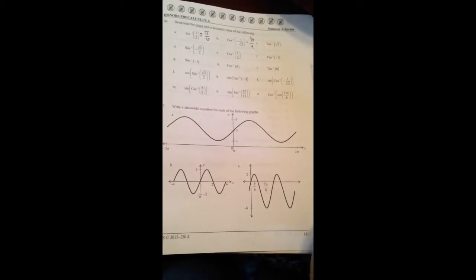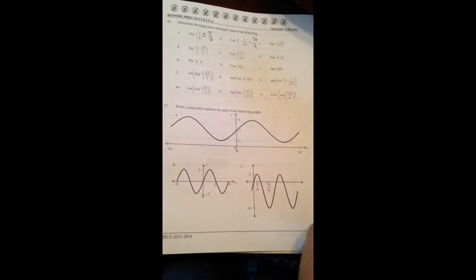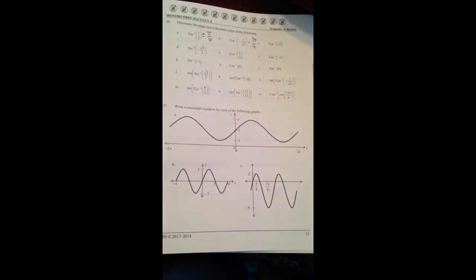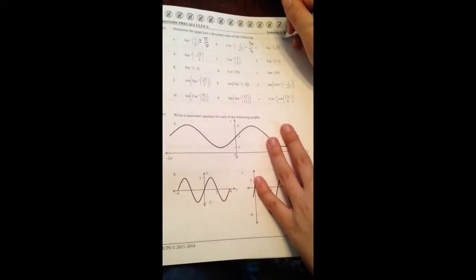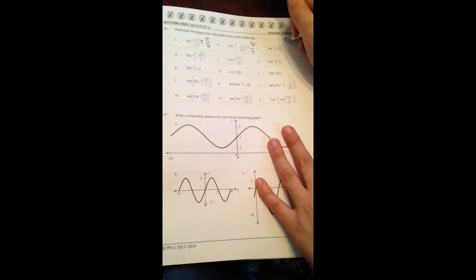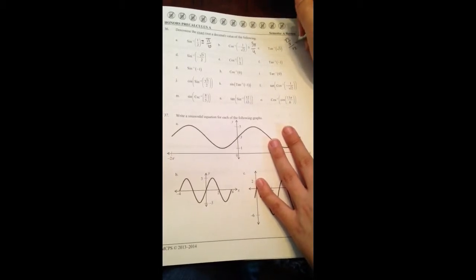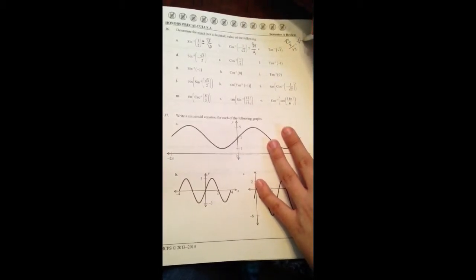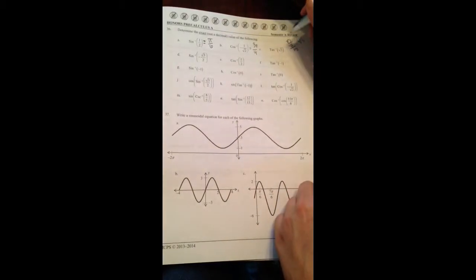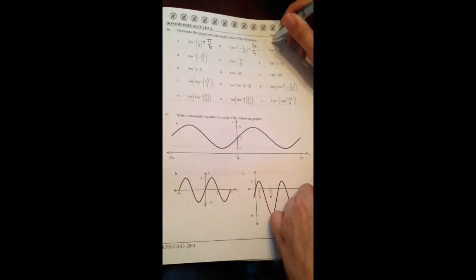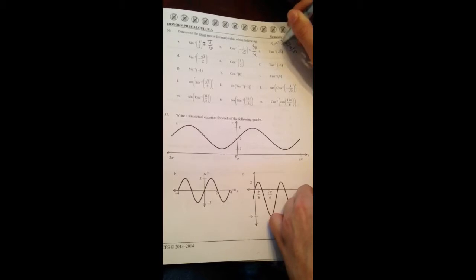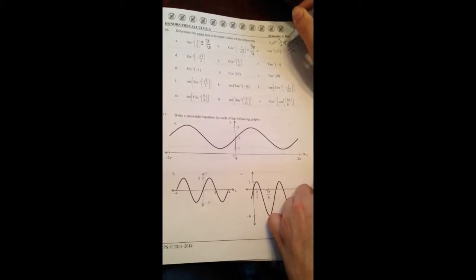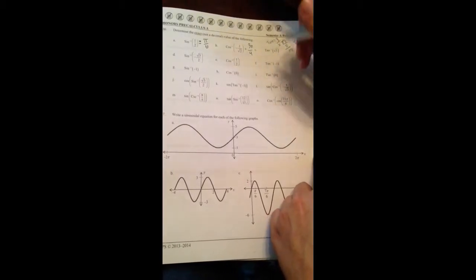For C, it says the inverse tangent of square root of 3. And to explain this, I know that it is square root of 3 over 2 divided by 1/2, and that's going to equal square root of 3. So, tangent is y over x. So when it is square root of 3, it's going to be pi over 3.